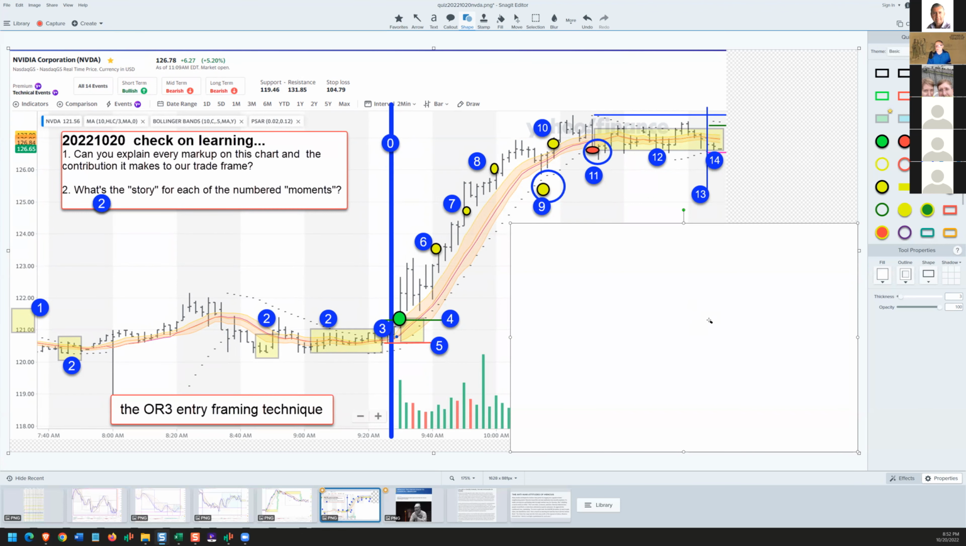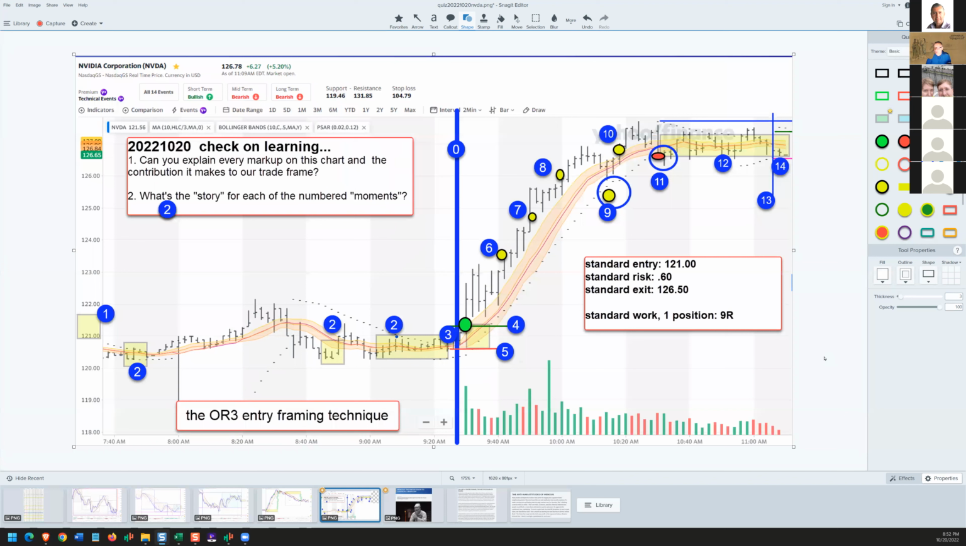So, a quick recap. We get a standard entry on this rascal at $121 even. The standard risk box for the R10 was 60 cents. The standard exit was at 126.50, meaning that we made $5.50 per share on that position. Divided by 60 cents is about 9.5 R. So give it a half for slippage and 1 for the kitty. That's a 9R trade by the numbers. Standard entry, standard risk, standard exit.